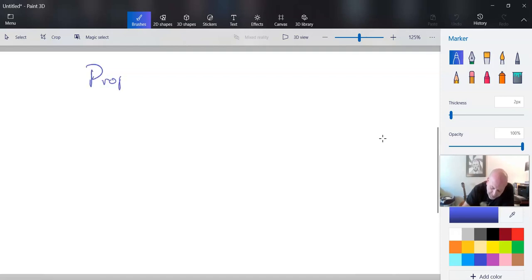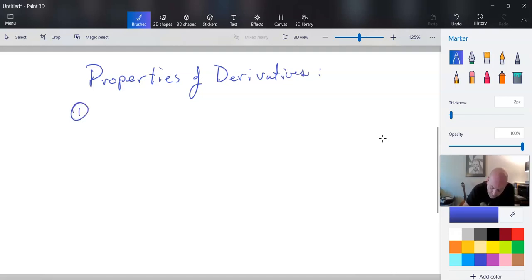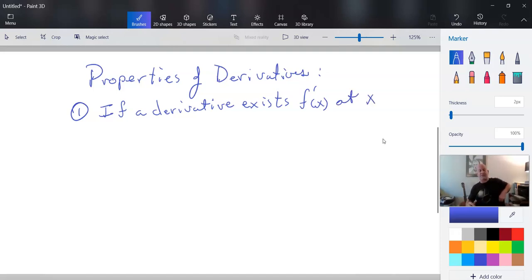Okay, so properties of derivatives. Okay, so one, if a derivative exists, f prime of x at x, right, so some point x. So if the derivative exists at a point, then the original function f of x is continuous at x.